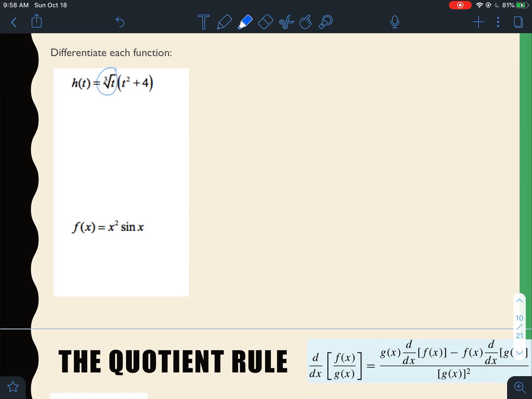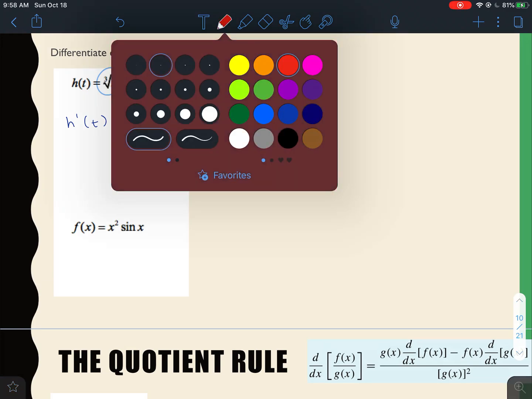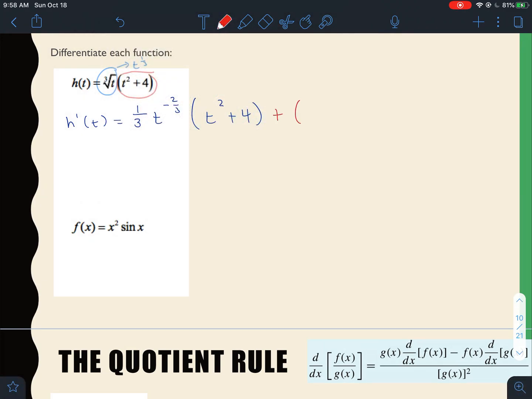So let's go ahead and do some more. Differentiate each function. So we have the first function, the cube root of t, which is t to the 1/3 power. And then we are multiplying that by t squared plus 4. So if I wanted to take the derivative of h, take the derivative of the first function, so 1/3 t to the negative 2/3, and then leave the second function alone, t squared plus 4, and then plus take the derivative of the second function. The derivative of t squared plus 4 is 2t, and then times, leave the first function alone, t to the 1/3, or you could write that as the cube root of t. And you can leave it like that.